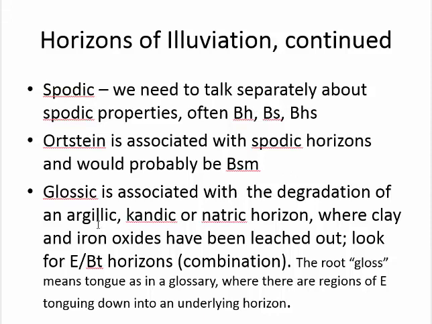A glossic horizon is associated with the degradation of an argillic, candic, or natric horizon, where clay and iron oxides have been leached out. So when you're looking for a glossic horizon, you'd probably be looking for some EBT combination. And the root word gloss means tongue, as used in glossary. And this relates to where there are regions of E horizon tonguing down into an underlying horizon.